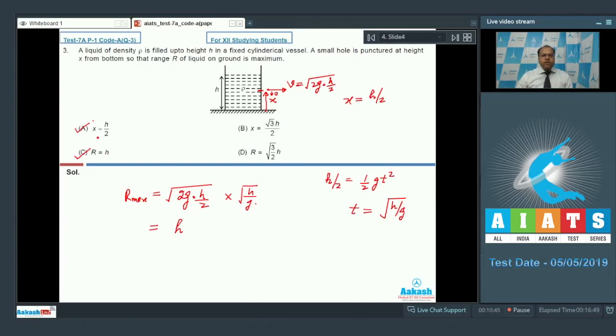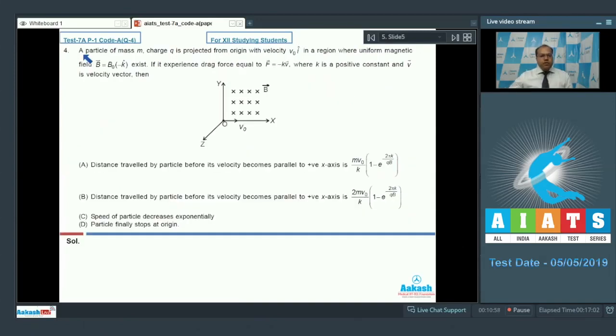Let's move to question number 4. In question number 4, a particle of mass m, charge q, is projected from origin with velocity v0 i cap in a region where uniform magnetic field B vector is equal to B0 minus k cap exists. If it experiences drag force F vector equal to minus k into V vector, where k is a positive constant and V vector is the velocity vector, then we have to check the validity of given options.